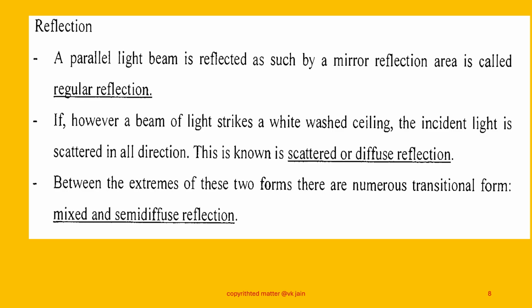Another view, friends, on reflection. A parallel light beam reflected by a mirror-like reflecting area is called regular reflection. If, however, a beam of light strikes a white matte ceiling, the incident light is scattered in all directions. This is known as scattered or diffuse reflection. Between the extremes of these two forms, there are numerous transitional forms, mixed and semi-diffuse reflection.